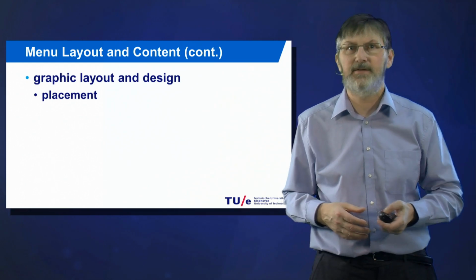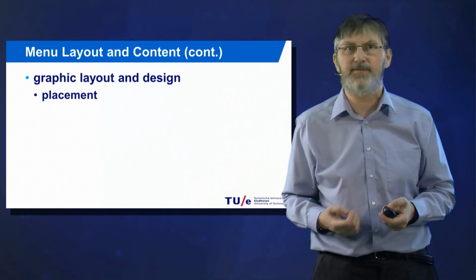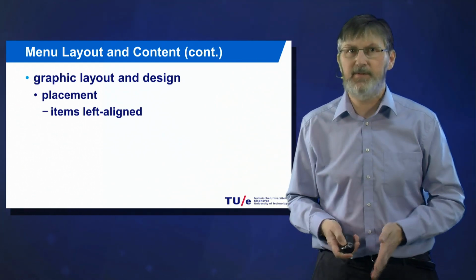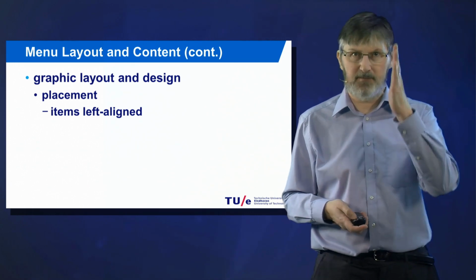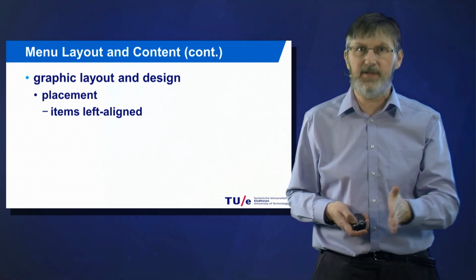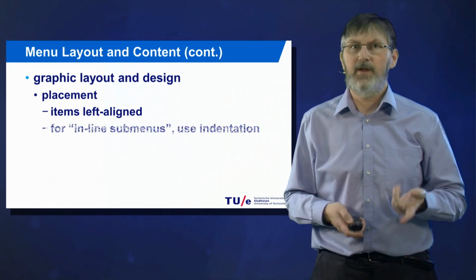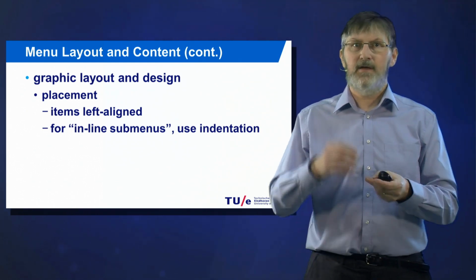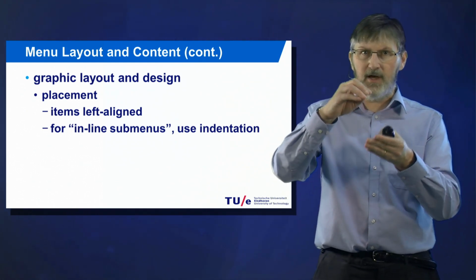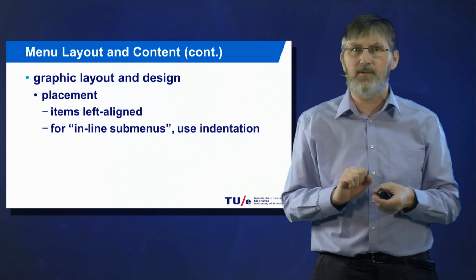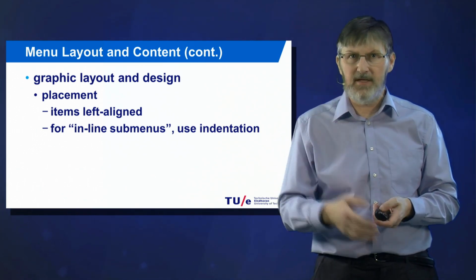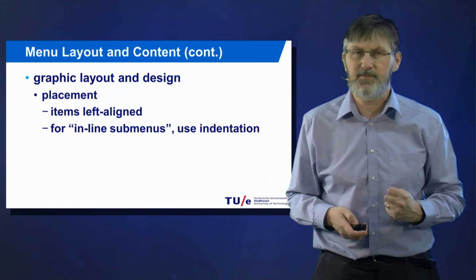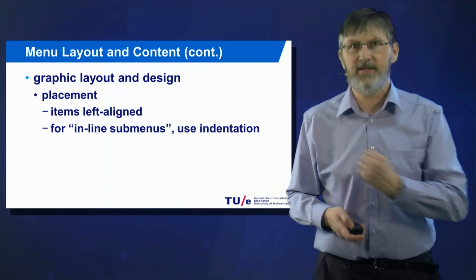Other layout and design aspects are the placement of the menus and of the menu items. All menu items should always be left aligned. Right, that's the nicest presentation, and you always start reading from that position. When you have inline submenus, like the accordion menu, where the selection of a menu item opens up the menu to make room for the submenu, then the inline submenu should be indented so that it's clear which items belong to the top-level menu, which items are from the submenu.